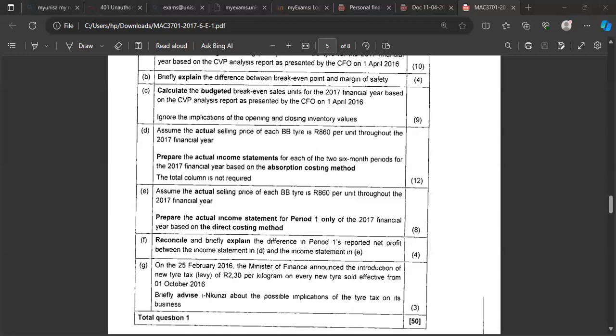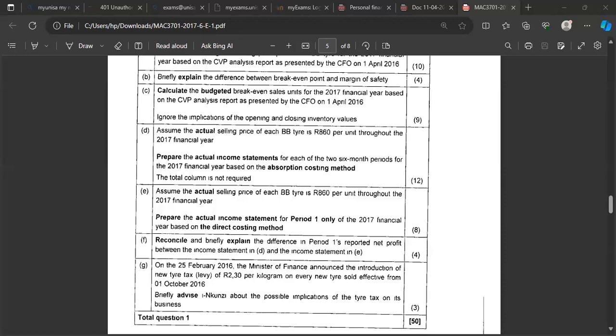Let's bring it down. Bring down the heading actual income statement. But the difference that we're going to have now is on the formats and what's going to be included there. So this is going to be your sales. Then instead of cost of sales, we're going to have our total variable costs. Let's have our total variable costs there. And then we're going to decide now what constitutes our variable costs.